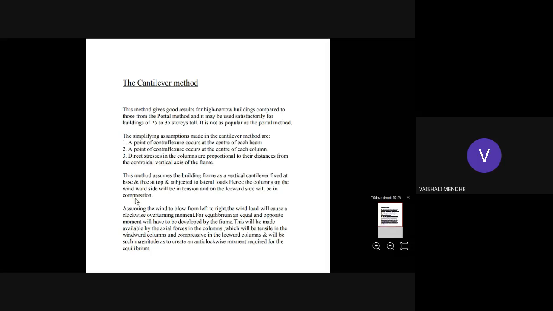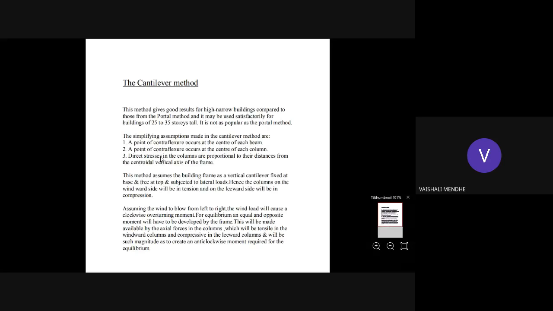Okay, and these two paras are very important. Okay, why this axial force in the column is tension and the compressive force. And again, these three assumptions you have to keep in mind. Okay, first two assumptions are same as Portal method, and third assumption is direct stress in the column.